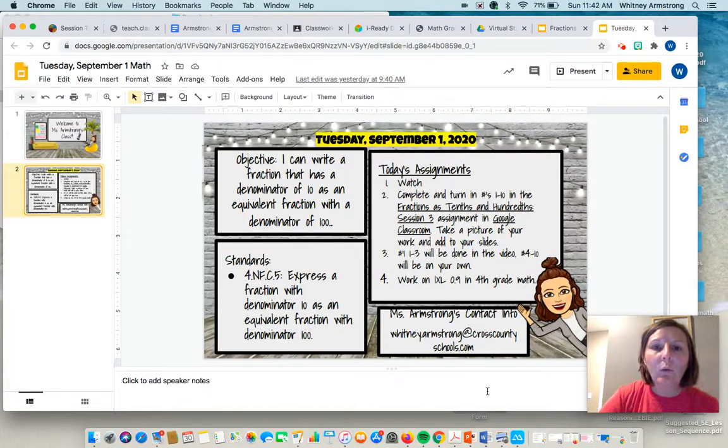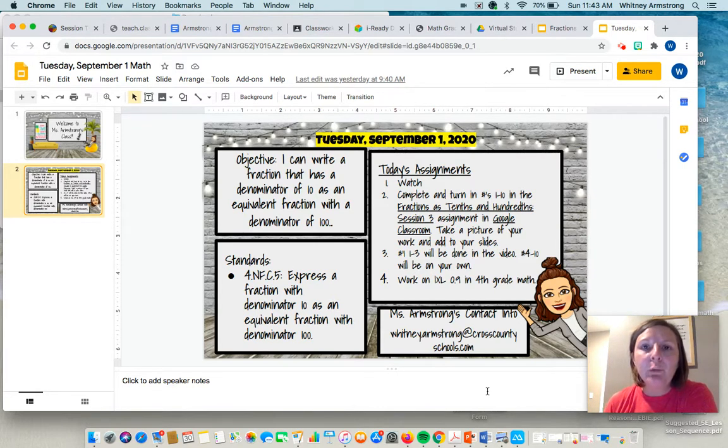Hey guys, so we're going to continue talking about fractions with denominators of tenths and hundredths today. On Friday, we just talked about making them equivalent, so changing tenths to hundredths. And then yesterday, we talked about how you add them together. So we added a little bit more to it. Today, we're going to be looking at 3 example problems, and then you're going to be responsible for completing problems 4 through 10.